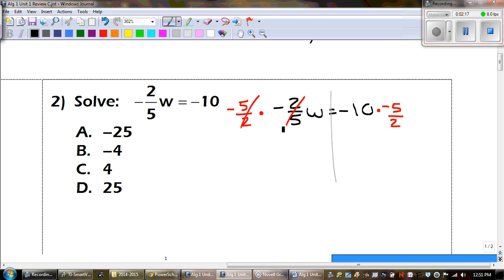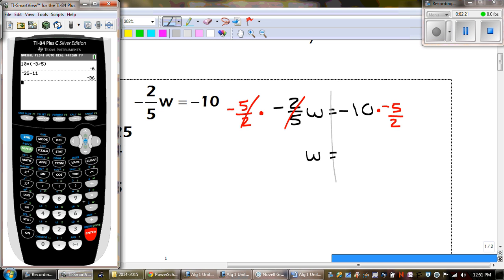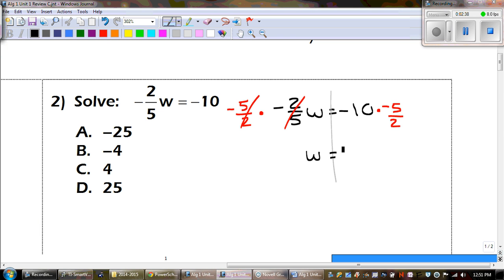Everything on the left side cancels. So in our calculators, we have negative 10 times, in parentheses, negative 5 divided by 2. Okay? And when you multiply those, what do you get? That's right, positive 25. Okay? So you should have known that it's a positive because it's a negative divided by a negative, and a negative divided by a negative is a positive.